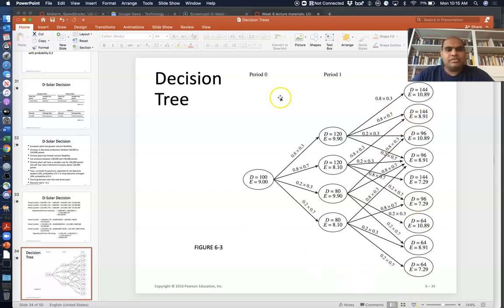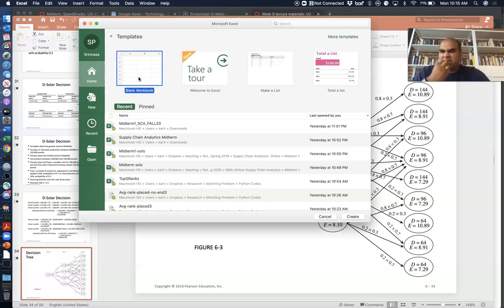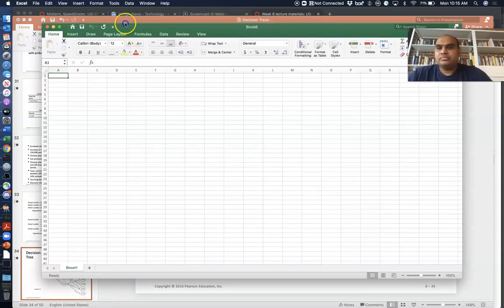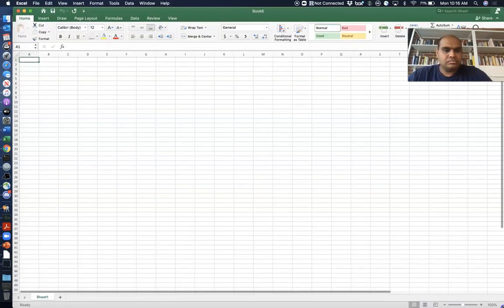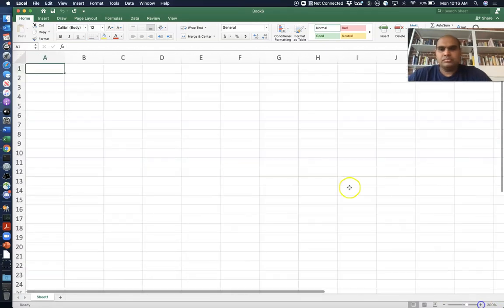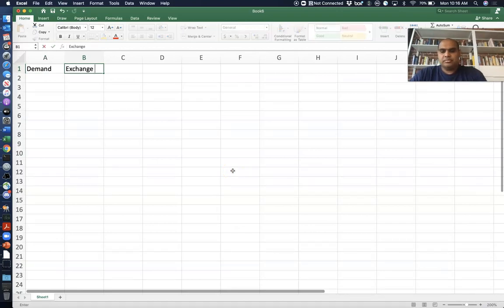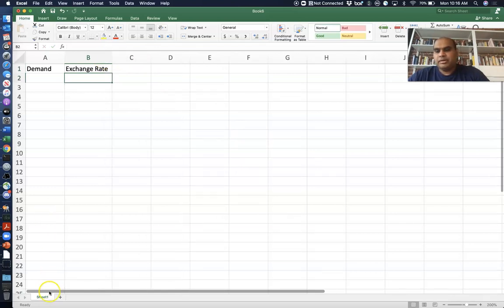So we'll set this up in Excel and solve this in Excel. It's much easier, as you've seen with both the examples that I've done. It's much easier to just copy the formulas down and whatnot. So let's begin here. So demand, exchange rate. Let's begin with the first option of building a European plant.